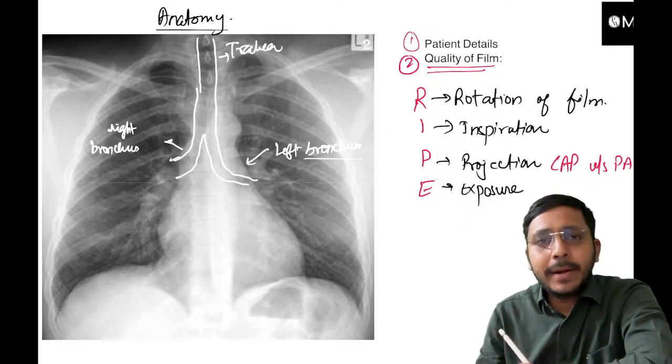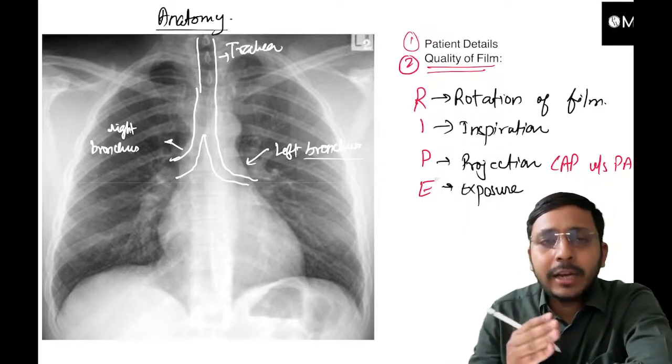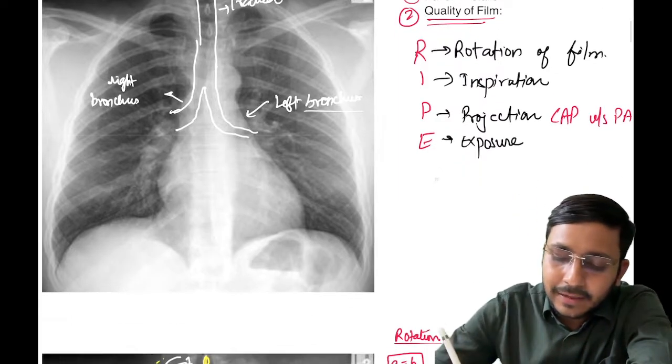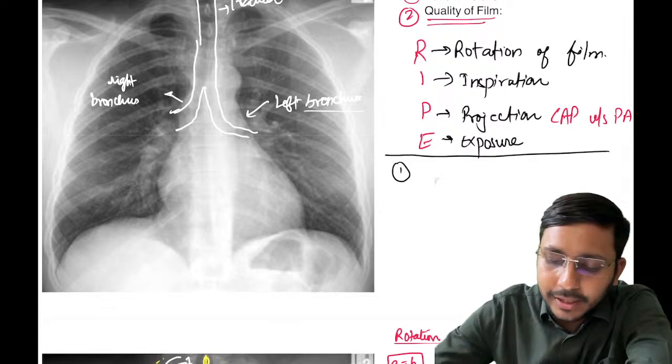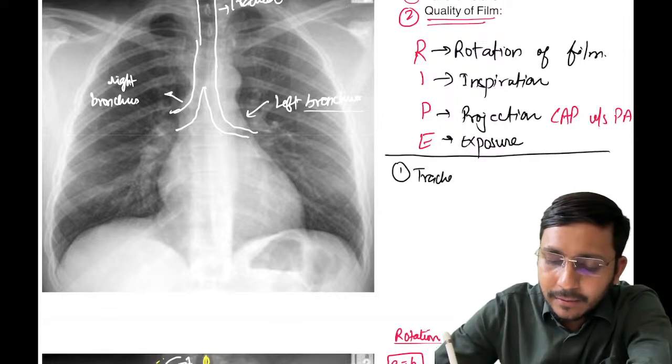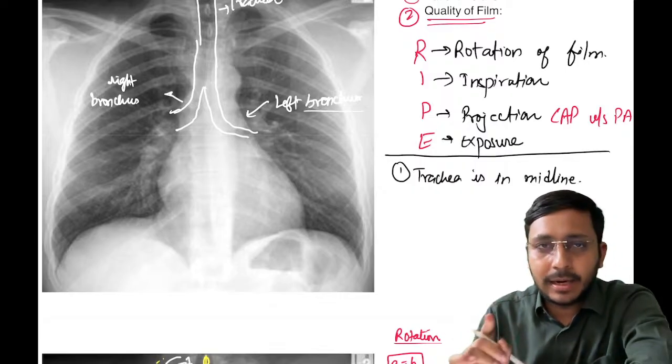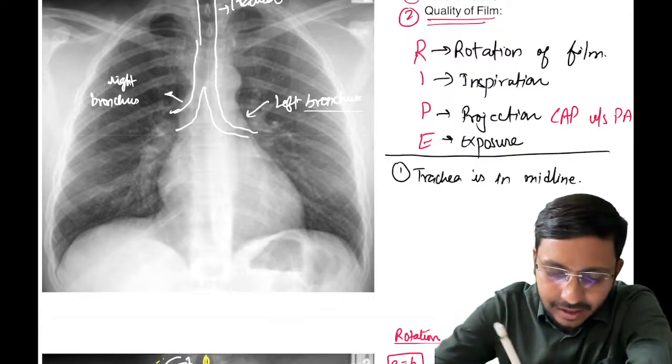So you have to comment whether the trachea is in midline or is it deviated, right? So the first line that we'll write on chest X-ray report is trachea is in midline. Trachea is in midline. Now after that, we'll assess the heart shadow.